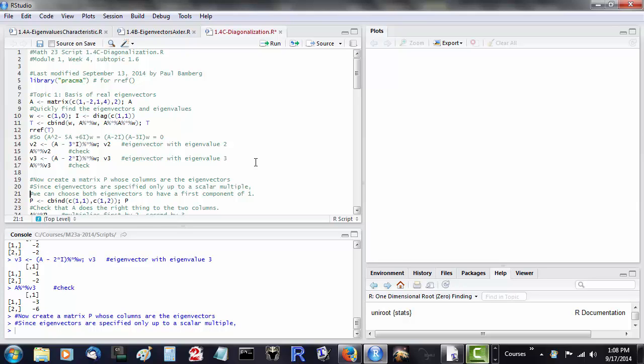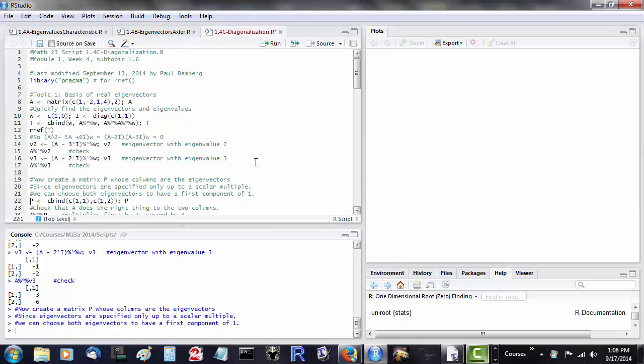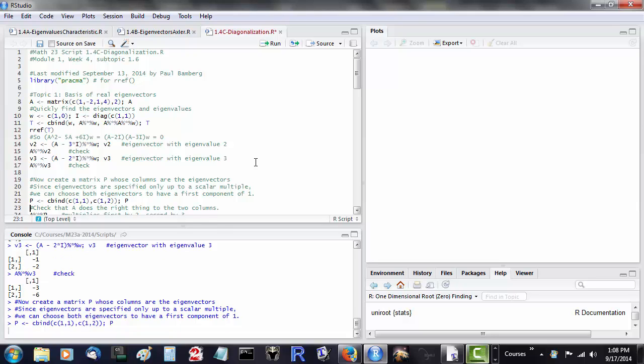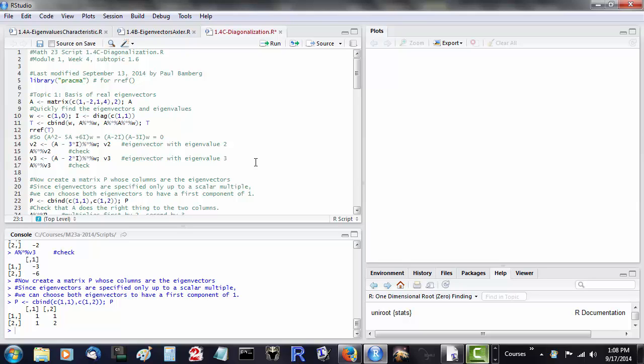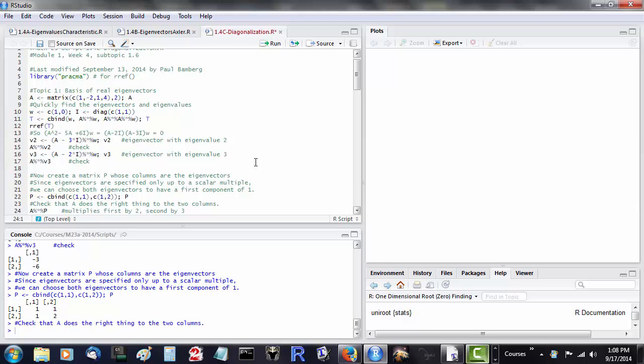Remember, an eigenvector is specified only up to a scalar multiple. So one thing we can do is choose both the eigenvectors to have a first component of 1. With some appropriate sign changes, we can make them equal 1, 1 and 1, 2 respectively. If we were doing hand computation, this would be especially nice because this matrix has a determinant of 1 and we won't get fractions when we invert it. In R, that's really not an issue.